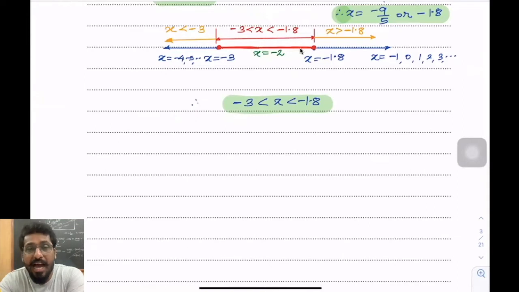Now this method I have explained in one of my previous question papers. You can definitely go and visit that video as well to understand the method if you want. I'll give the link down below in the description box for that particular video.